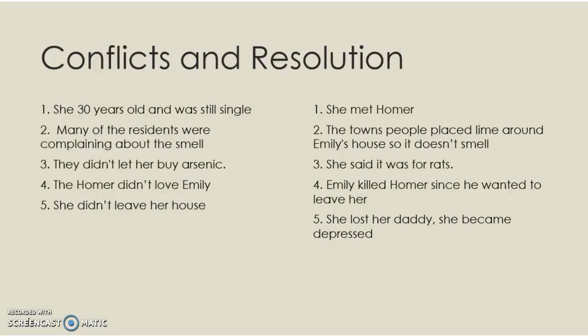Resolutions. Number 1. She met Homer. Number 2. The townspeople placed lemon around Emily's house so it didn't smell. Number 3. She said it was the rats that she was going to kill. Number 4. Emily killed Homer since he didn't love her back and he wanted to leave her. Number 5. She lost her daddy and became depressed.